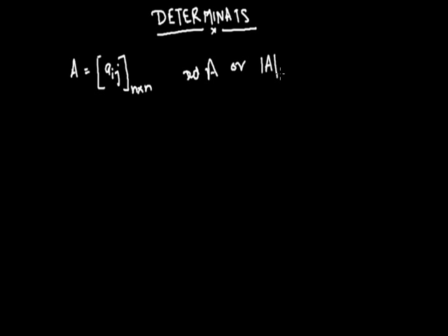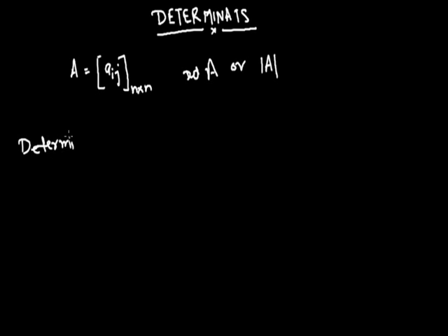Now, the actual difference between the matrix and the determinant: if we want to find out the value, we need the determinant. We can't find out the value of a matrix. This is the main basic difference between both of them.